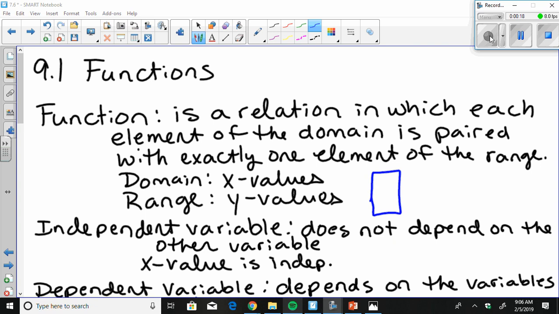So if I was to make a little, so this is my domain. Here is my range, -2, 3, and 4. I say that 1 goes to -2, 2 goes to 3, 3 goes to 4. One domain is used for only one y value.